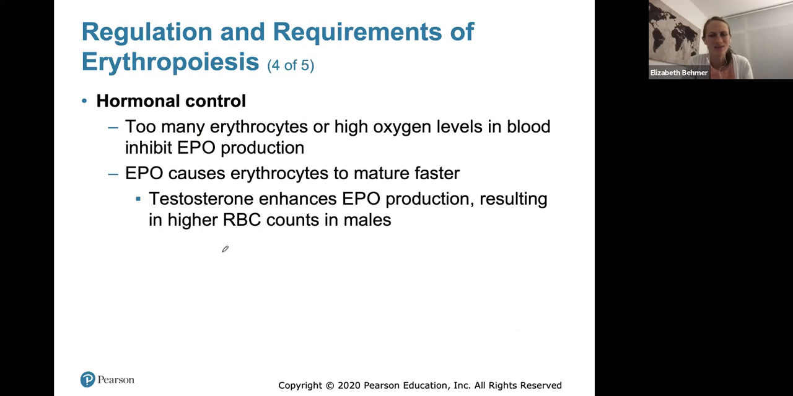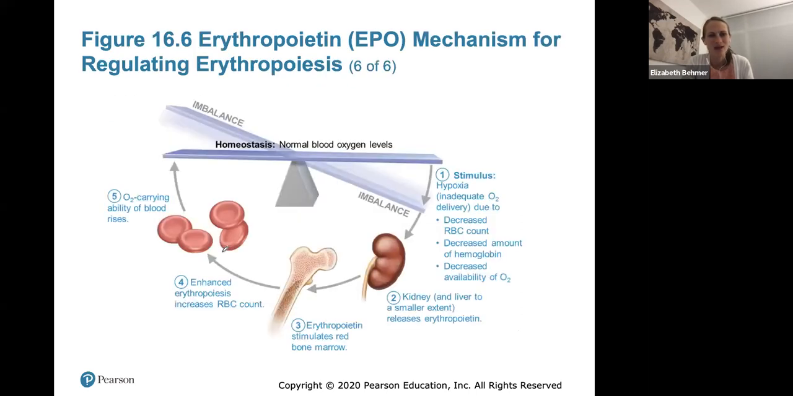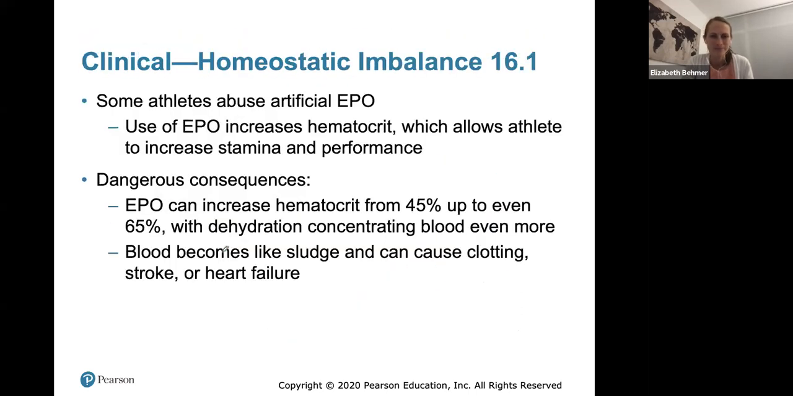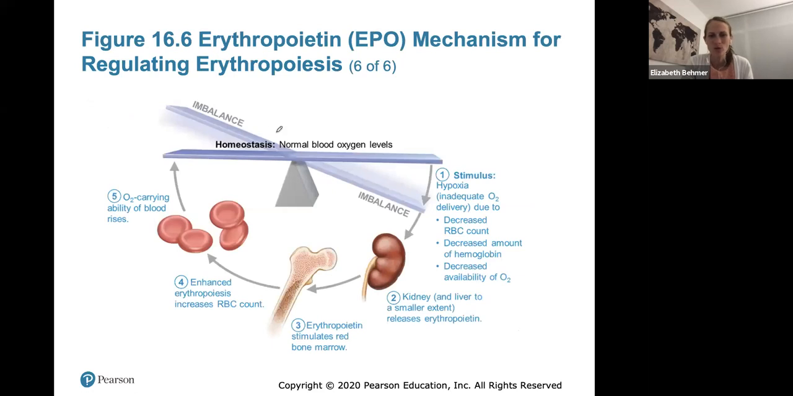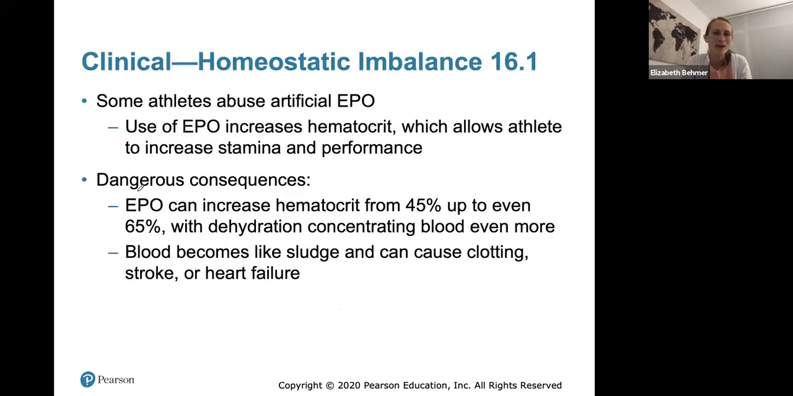So I'm going to kind of go through that a little bit. This just shows a normal homeostasis, normal blood oxygen levels. And if we get an imbalance like hypoxia, then the kidney will release that erythropoietin, which will stimulate the red bone marrow to produce red blood cells. I include this homeostatic imbalance in here because some athletes abuse artificial erythropoietin.